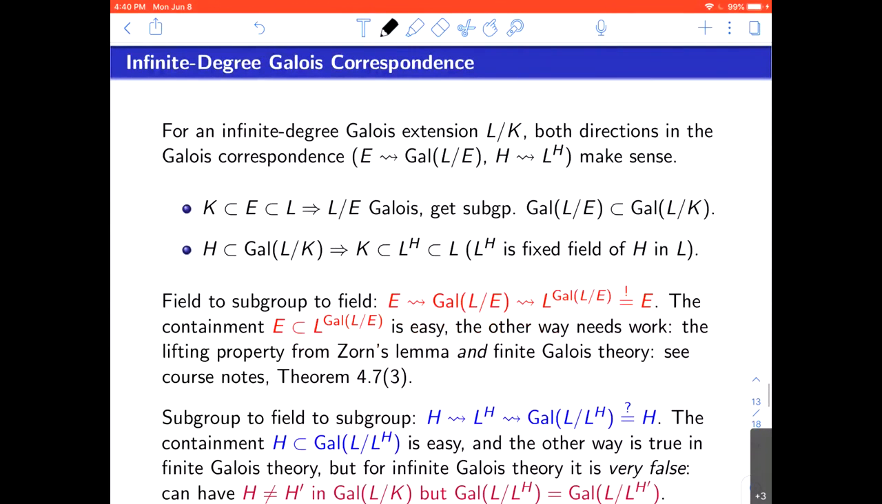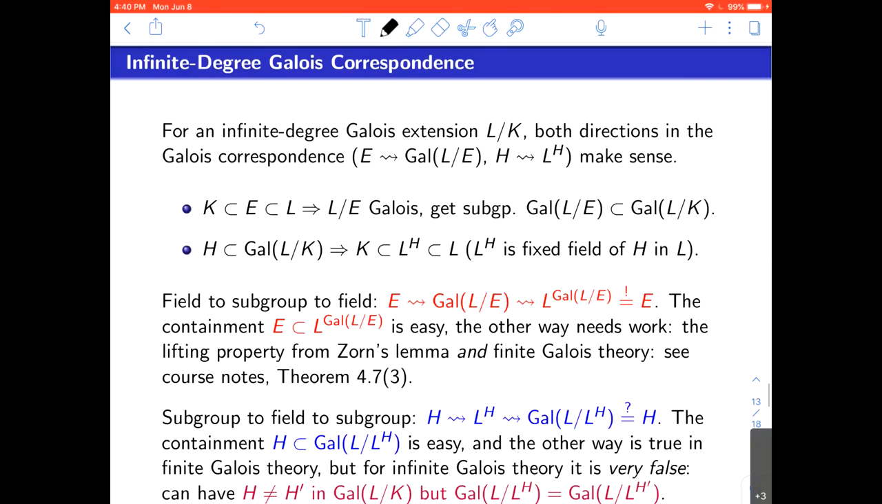Please keep in mind there is no analysis here. We're not talking about continuous automorphisms. There's no limits. We're just talking about a field extension, that's algebra, and a field automorphism, additive, multiplicative, 1 goes to 1. Everything is just purely algebraic. And so you can talk about the Galois correspondence from finite Galois theory.